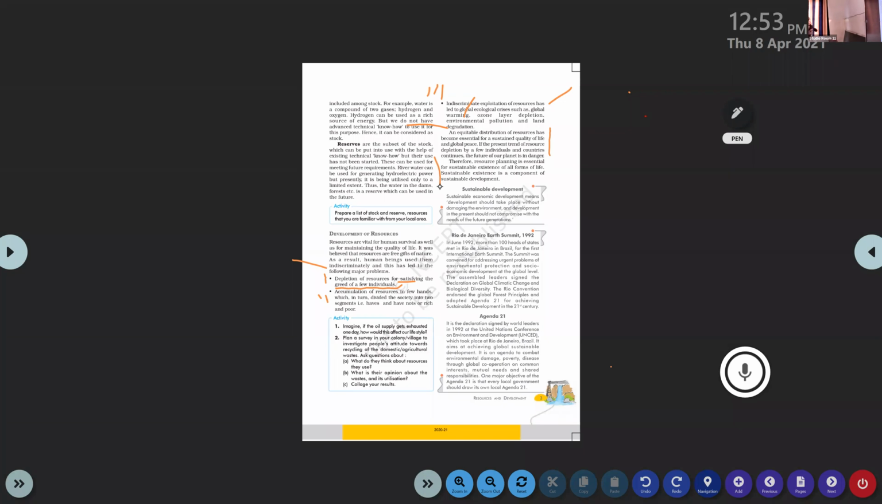We want to supply or allocate the resources to all the different sections of people, so that everyone can enjoy the resources. So there is a question for you. What is sustainable development? Write down the question. What is sustainable development?